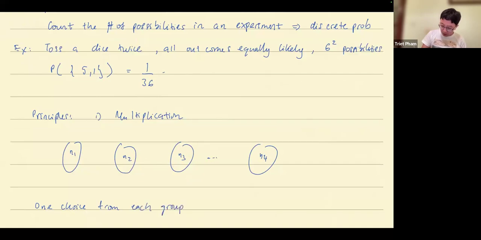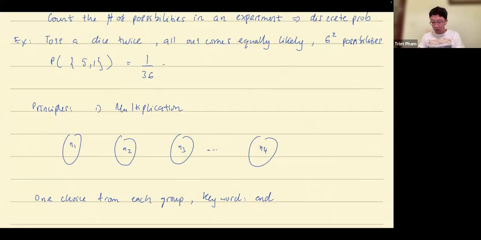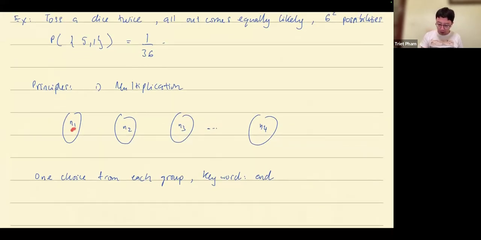And the keyword here is "and." So we choose one choice from the first group and one choice from the second group and so on. Then the total number of possibilities, where the last group is n sub r, is n1 times n2, etc., times n sub r.